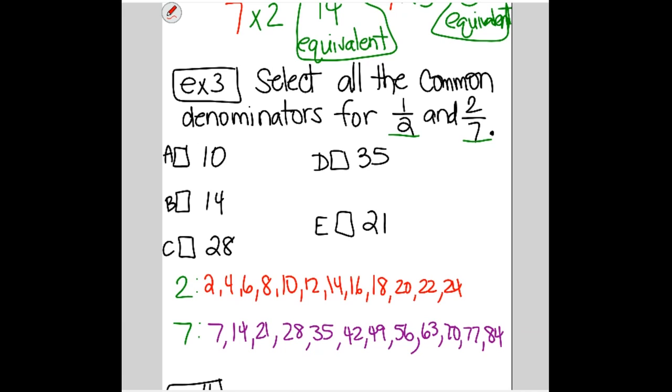Okay, so now what do we do? We circle the numbers that are the same. So whatever is the same for the 2's, that's the same for the 7's. So do I see any 7's in the 2's? No, I don't. Do I see a 14? Oh, ding, ding, ding. Yes, I do. Do I see a 21? No, I don't. Do I see a 28? You would if we kept going.